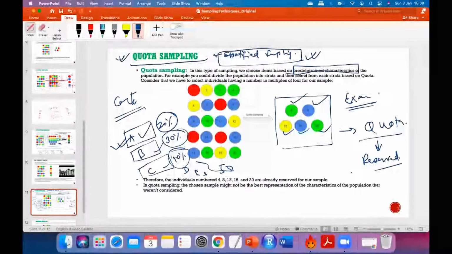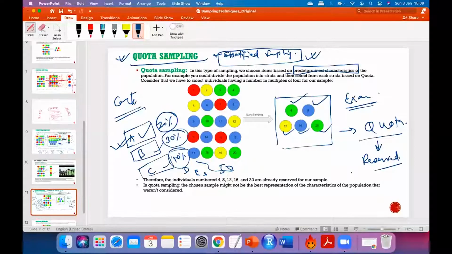On a lighter note, our managers usually do this type of quota sampling at the time of promotion or hike. They have a set criteria in their mind, and people who are fulfilling that criteria are getting hikes and promotions. Yes, right. And what is that?